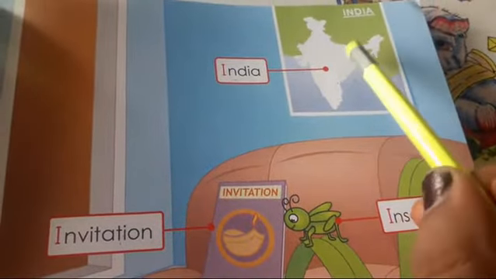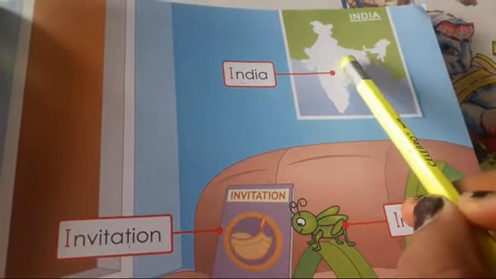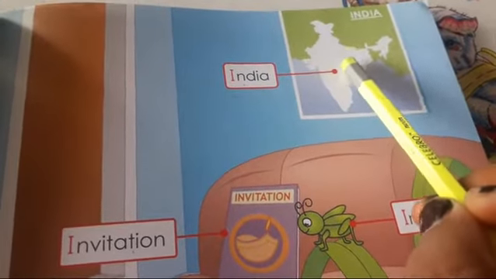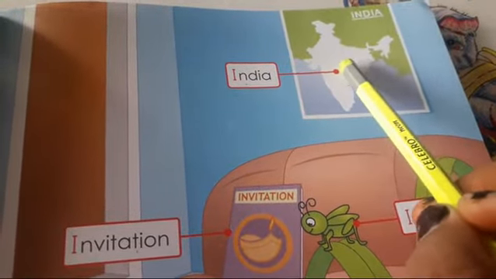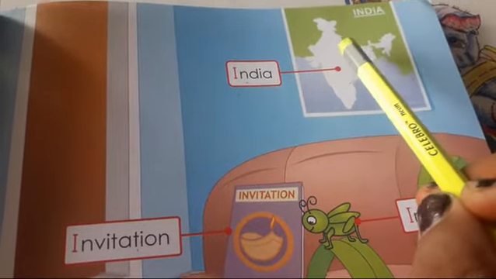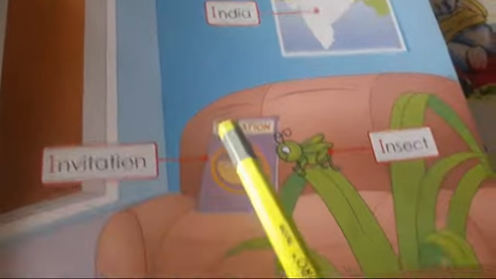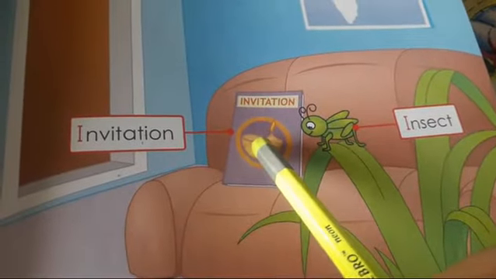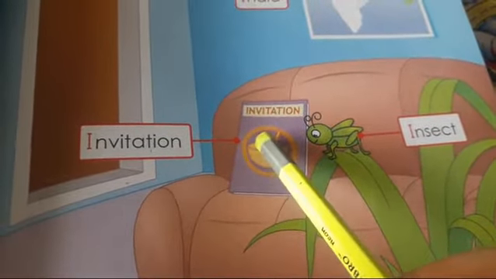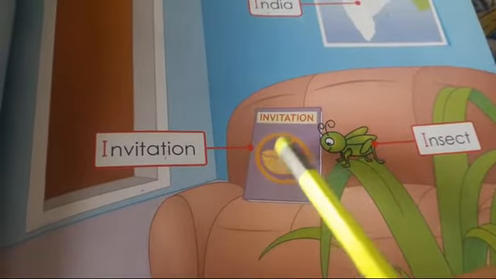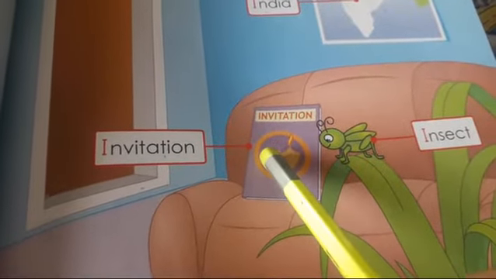I is for India. India is our country. Okay, our country name is India. I is for India. Invitation. Invitation card. Its picture is invitation card.